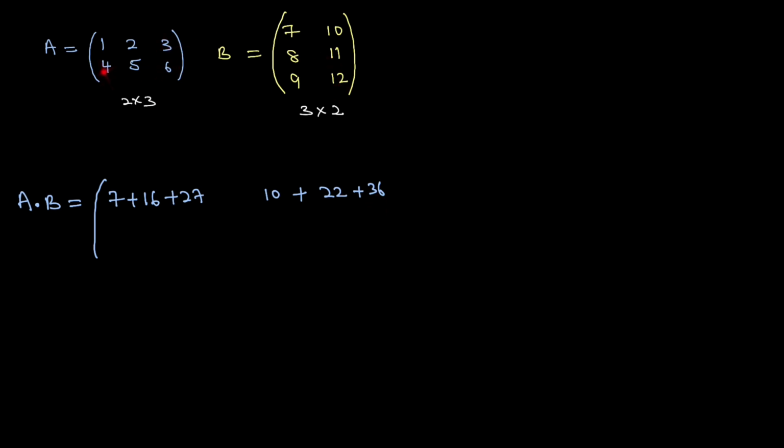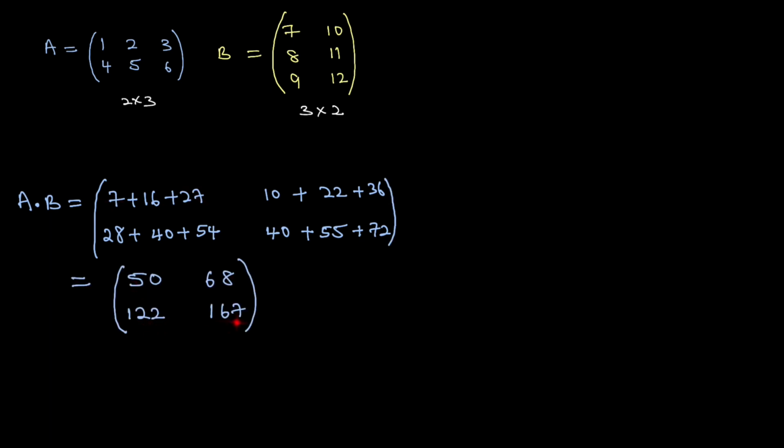The next one is 1 times 10, that's 10. 2 times 11, 22. 3 times 12, 36. Then we have to do the second row. We got 4 times 7, 28. 5 times 8, 40. 6 times 9, 54. 4 times 10, 40. 5 times 11, 55. 6 times 12, 72. Then we add them up, we get 50, 68, 122, 167. That's matrix A times B.